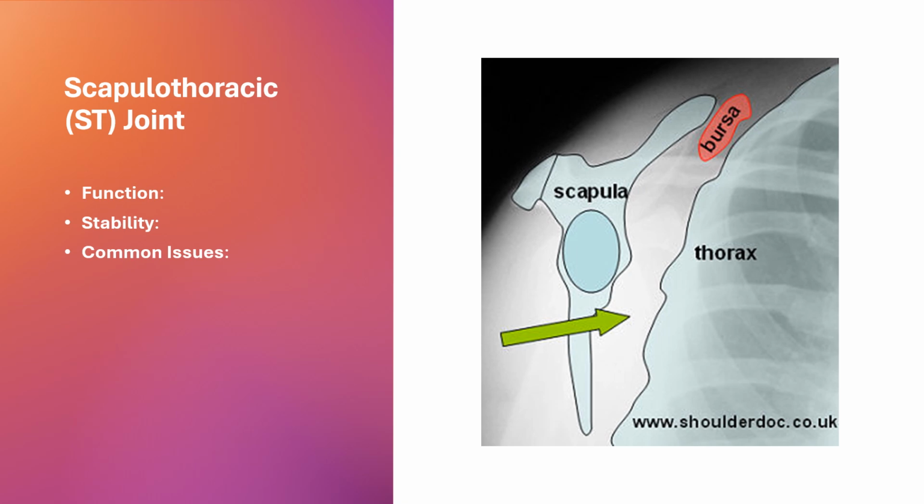Now, dysfunction at the ST joint can lead to scapular winging or problems with scapular movement, where the normal movement of the scapula is disrupted. Now, this can result in pain, weakness, and impaired shoulder function.